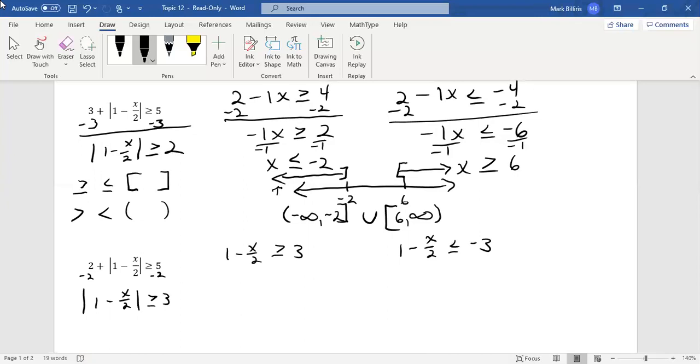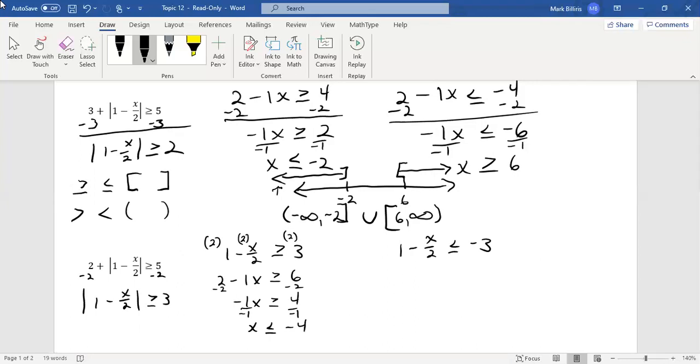So I'm going to clear my fraction by multiplying through by the LCD, which is 2. So this becomes 2 minus 1x is greater than or equal to 6. Subtract 2 from both sides. So -1x is greater than or equal to 4. And then I'm going to divide by a negative, which is going to change the direction of my inequality symbol. So x is less than or equal to -4.